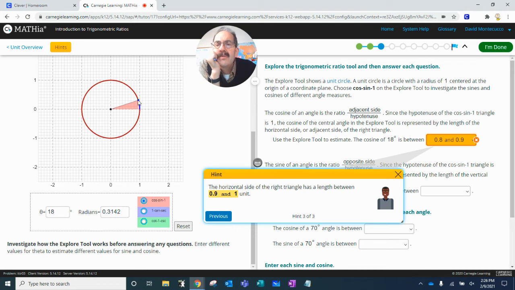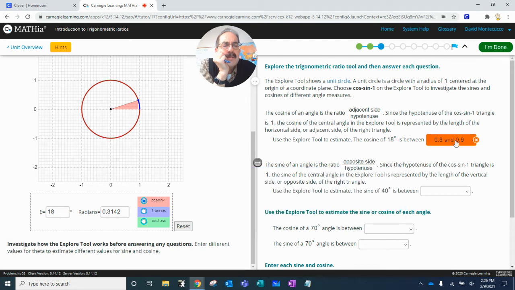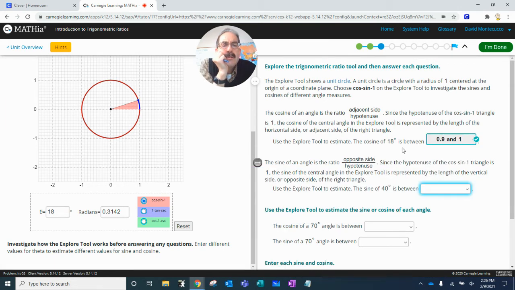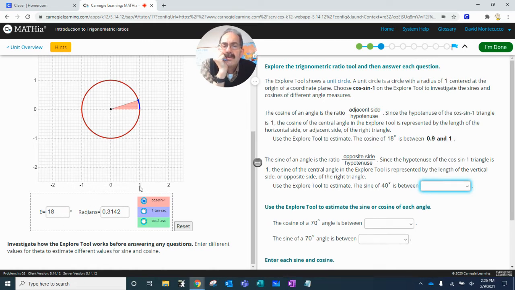1, 2, 3, 4. 3 over 1. Really? Use the Explorer tool. Okay. Sine of 40. So if we go to 40, it's going to be half.